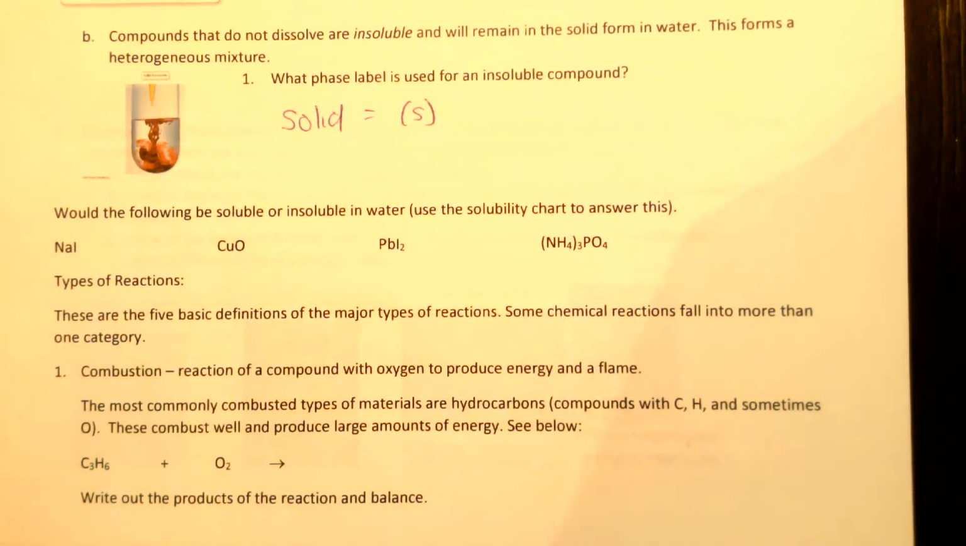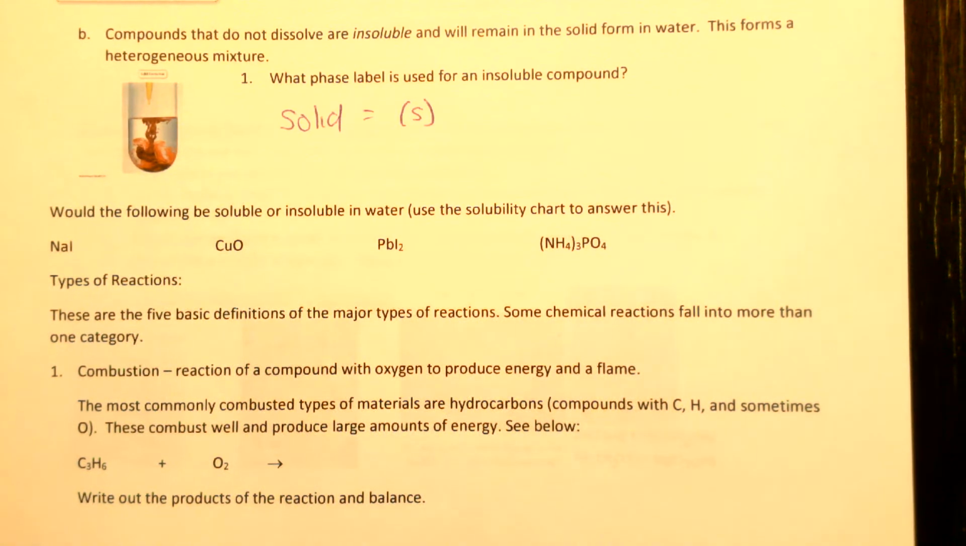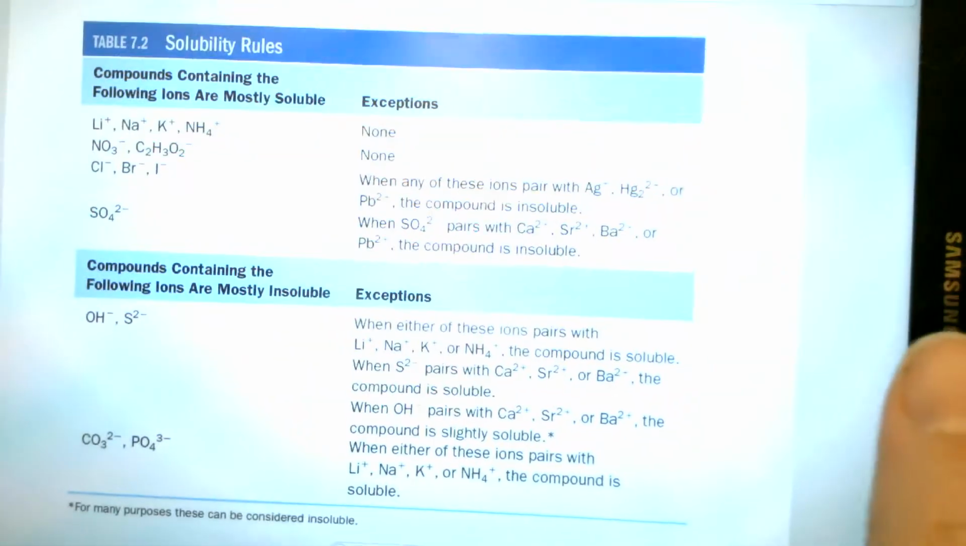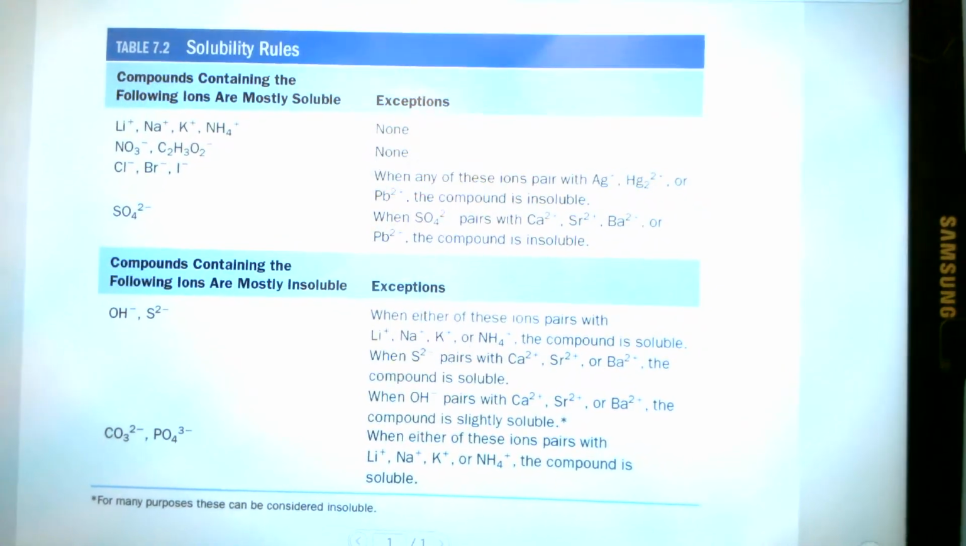The way that we know if something is going to be soluble or insoluble is looking at what we call a solubility chart. So the solubility chart is right here. Let's see this.